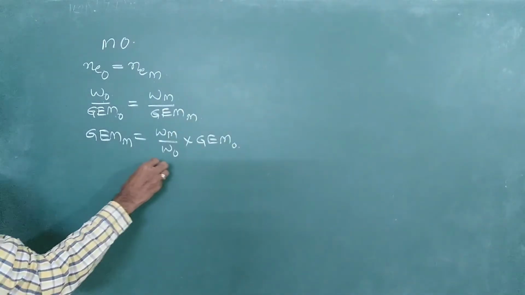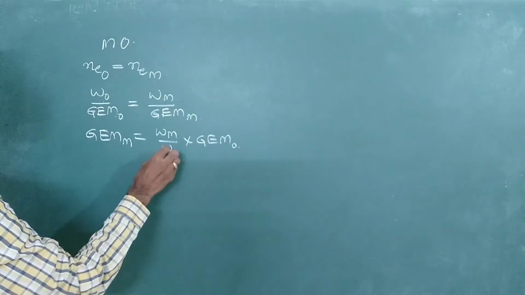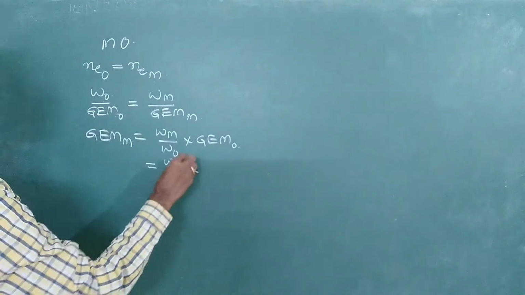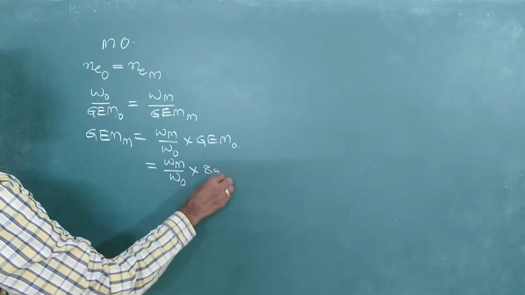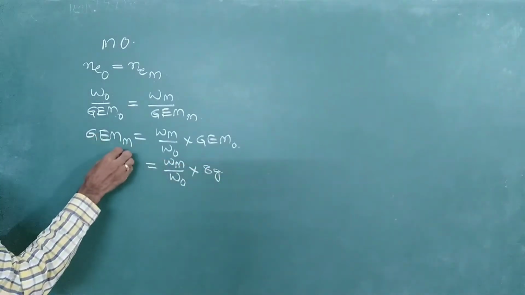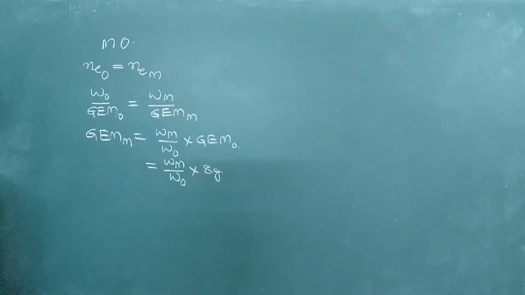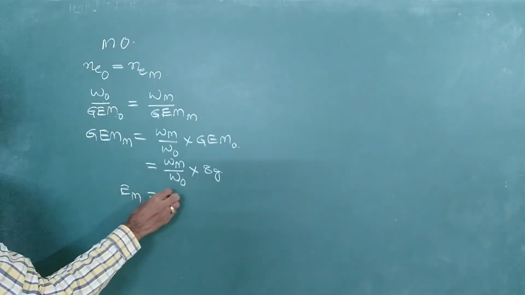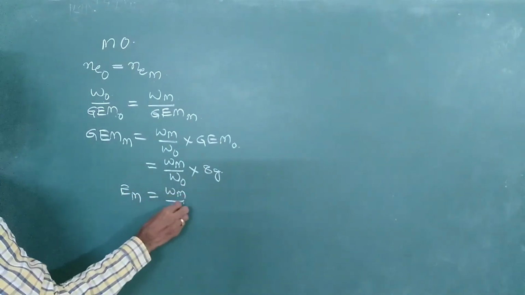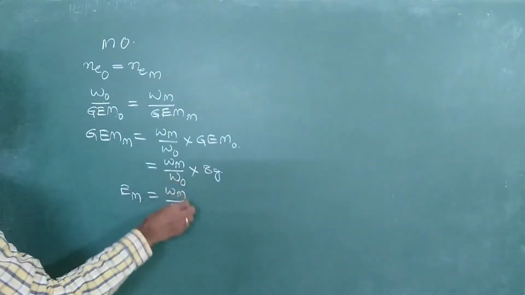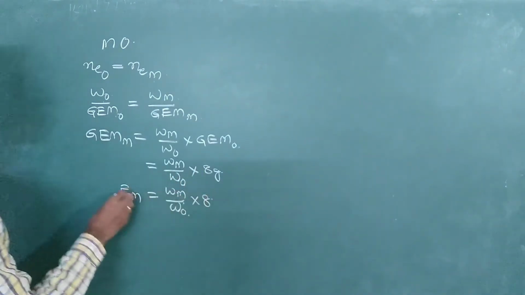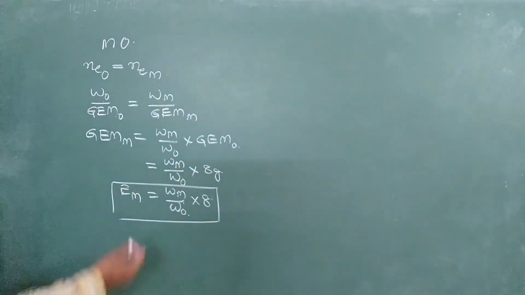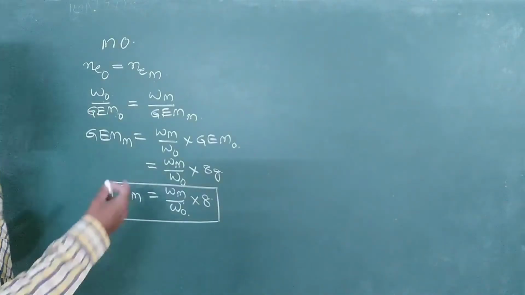So gram equivalent mass of oxygen is 8. So mass of element by mass of oxygen into 8 gives gram equivalent mass of the element, or equivalent mass of the element is equal to mass by mass of oxygen into 8, right? So this is how equivalent weight of an element can be calculated by using the oxide.